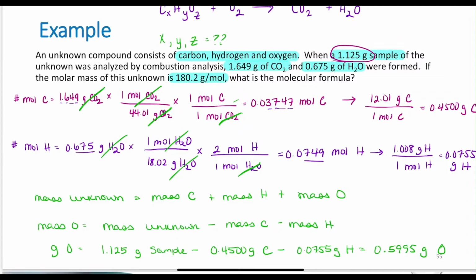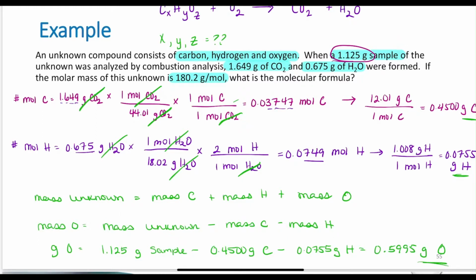I've been able to figure out how much carbon I have, how much, this should be a C here, I apologize. I know, sorry, I'm writing this wrong. I'm thinking ahead and I should stop thinking ahead. This is mass of oxygen. So I know the mass of carbon, I know the mass of hydrogen, now I know the mass of oxygen.